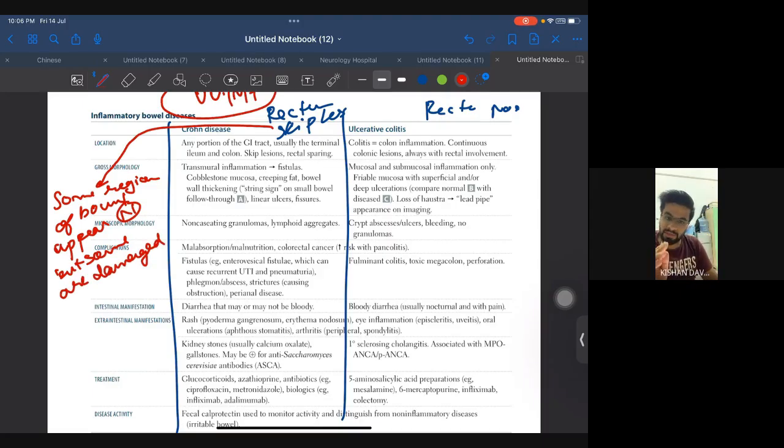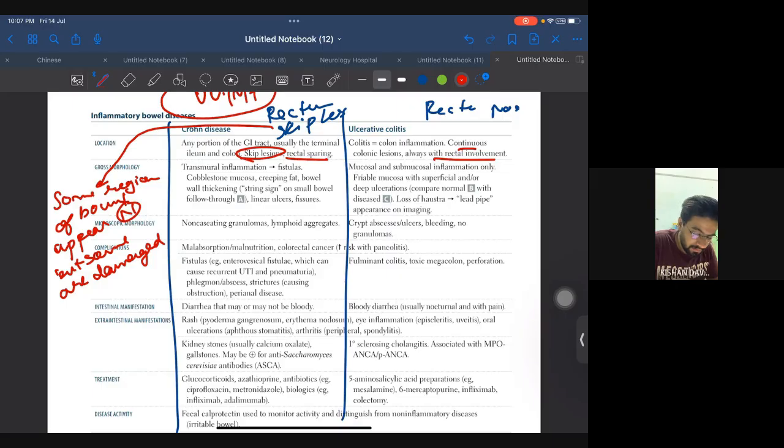Okay, so they will give you this line. So you should think skip lesion. Some are normal, some are affected. Normal, affected, normal, affected. Okay, so think about this. Skip lesion, rectal sparing because rectum won't be involved, and any part of GI. And ulcerative colitis, it can occur anywhere. Rectum will be involved. So these are the small differences you need to remember.